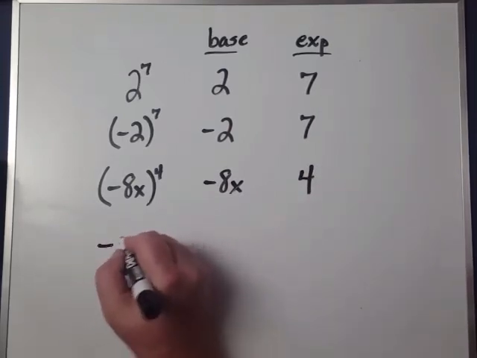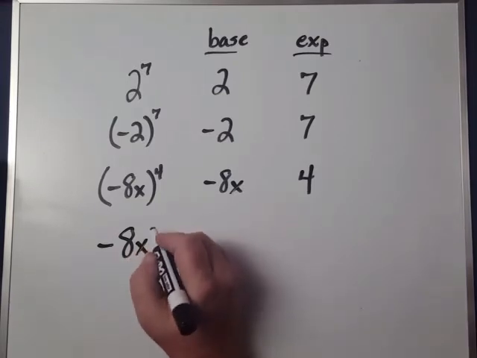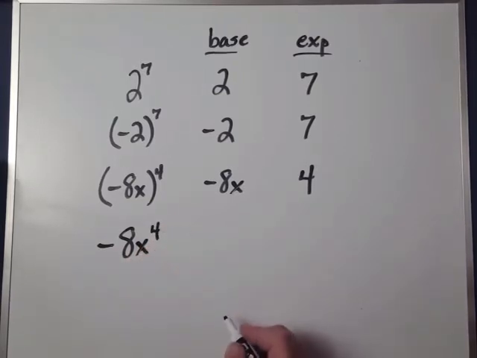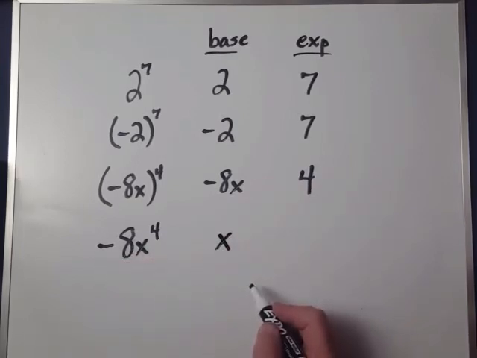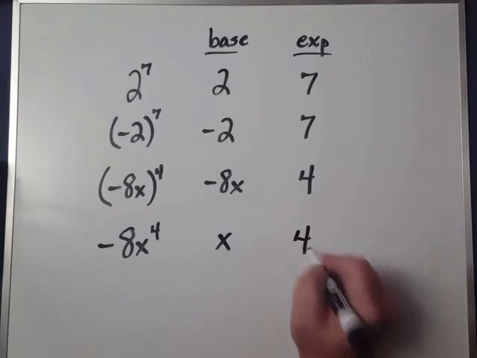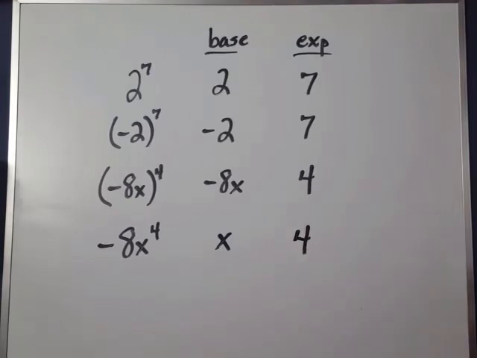Number 22, -8x to the 4th. No parentheses. What is the base? What is the only thing that's being raised to a power here? Just that x. That -8's floating out front. And the power on x is 4. It is absolutely vital that you be able to identify the base in an exponential expression, because that's the only way you're going to know what's actually being raised to that power.